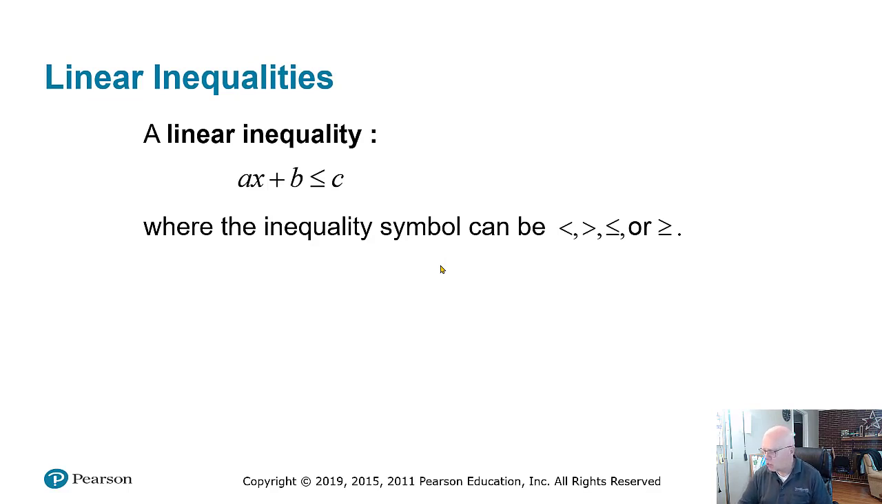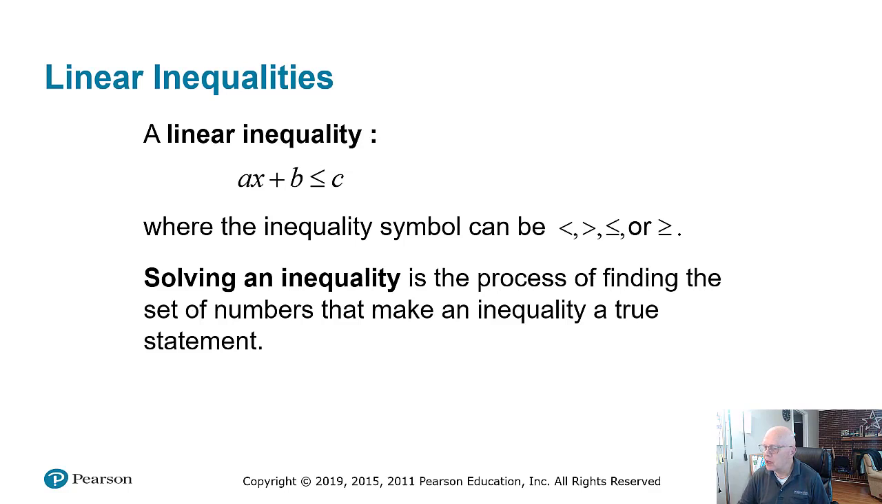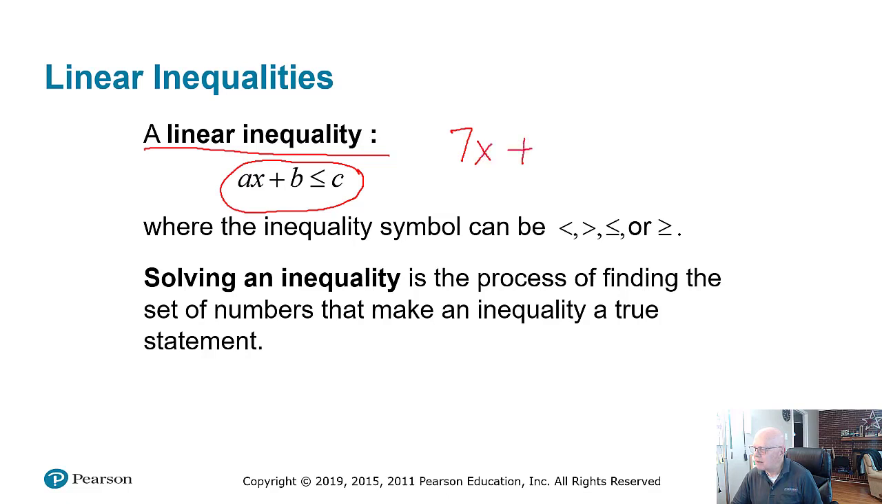Here's a linear inequality. And I need to check my pen here. Okay, linear inequality. This is what it looks like. Now you can pick three of your favorite numbers for A, B, and C. Just put them in, say 7x plus 19 less than or equal to 28. There. Just put numbers in for A, B, and C. The only thing you can't have is a 0 where the x is.